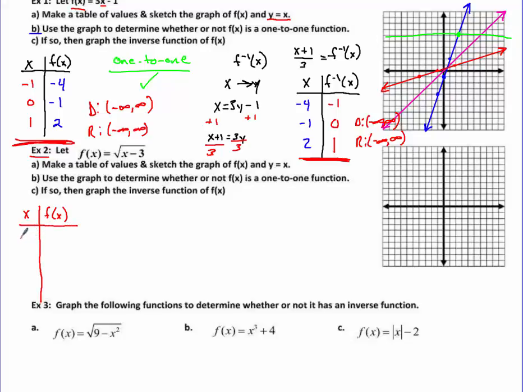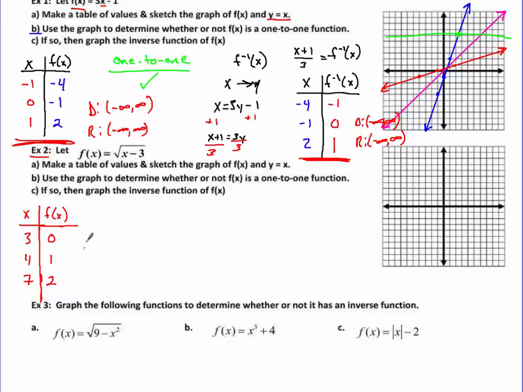So I want to pick some numbers that are going to work out in here, right? Hopefully you know that we need to pick numbers 3 or higher, and 7. So we'll plug this in and get 3 minus 3, the square root of 0 is 0. 4 minus 3, the square root of 1 is 1. And 7 minus 3, the square root of 4 is 2.